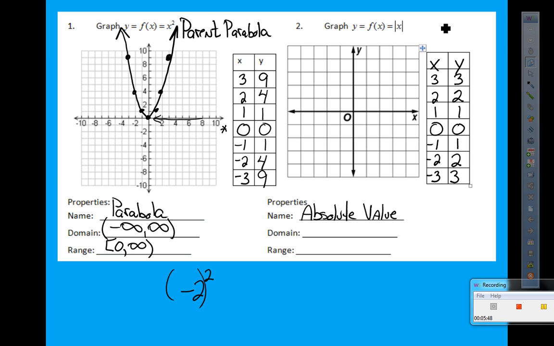When we graph these, it's going to make a V. So I'm going to go over 3, up 3, over 2, up 2, over 1, up 1, 0, 0, negative 1, 1, negative 2, 2, negative 3, 3. I'm going to put my straight edge down and draw my V-graph. Missed it by a little bit. Missed it worse.